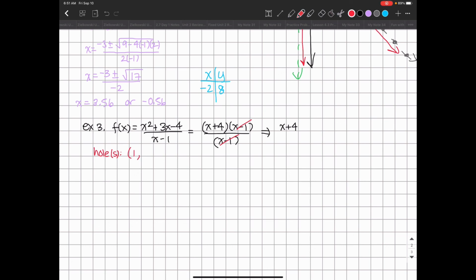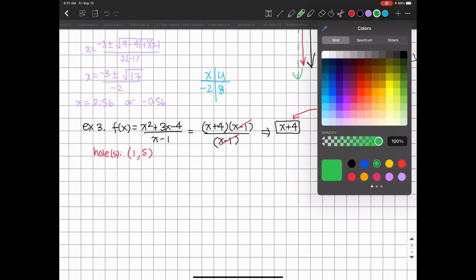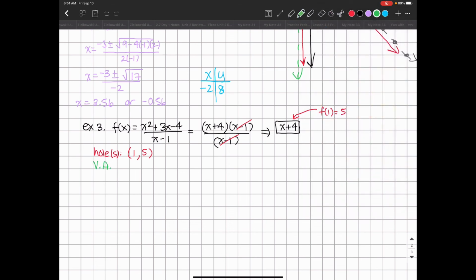1, and then to find out what that is, I just plug 1 into this leftover function that I have, and I get 5. So I have a hole at the point 1 comma 5. Then I'm looking for my vertical asymptote. So the vertical asymptote in this case is going to be x. Oh, there is none. Sorry, there is no vertical asymptote because I don't have anything in the denominator in this final equation.